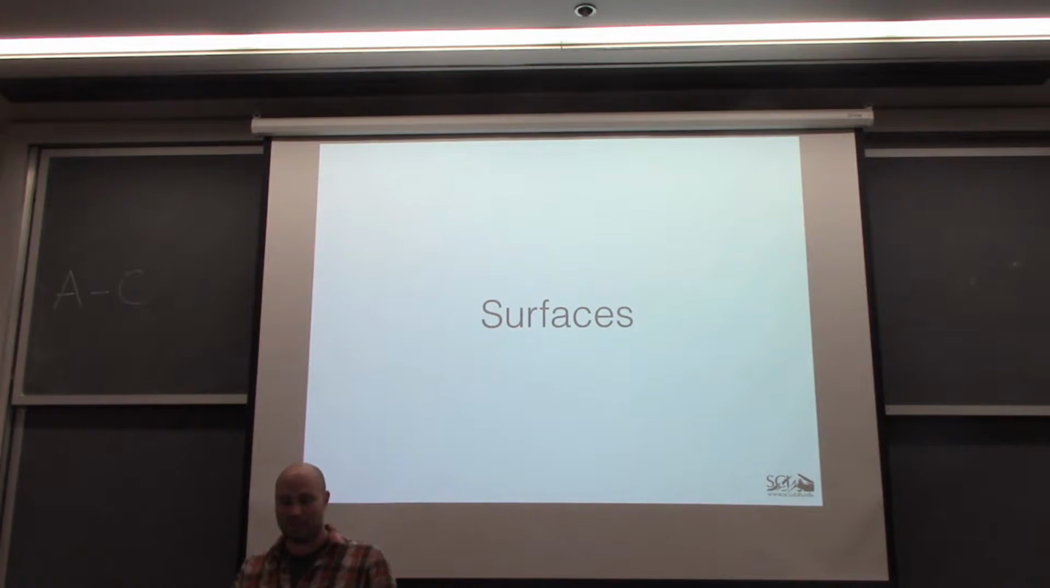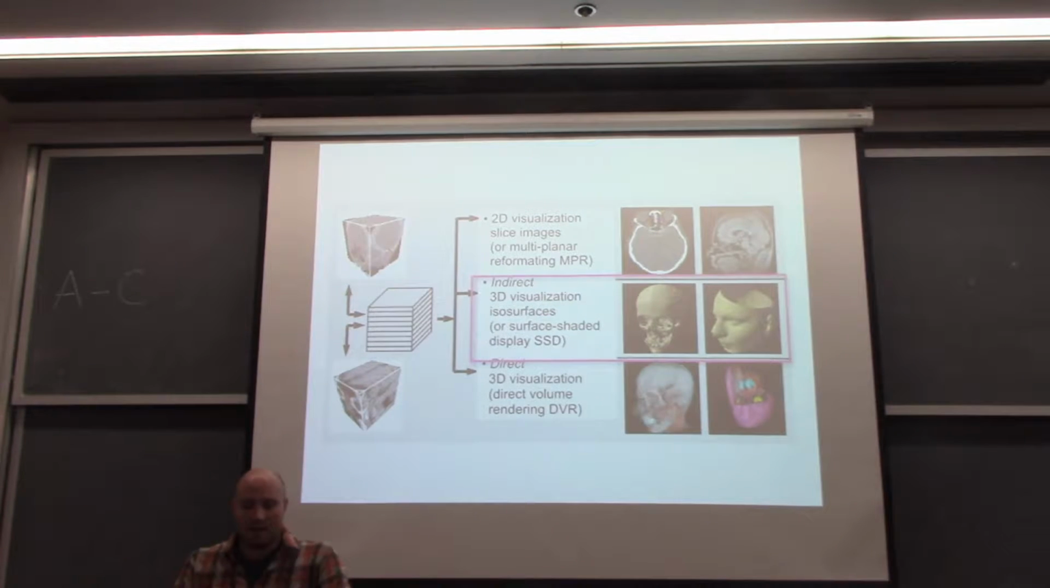So onto surfaces. As mentioned, when we're talking about isosurfaces, this is the seminal example of indirect visualization, where you're generating geometry as part of some step in the pipeline, and then using rasterization, but really any sort of rendering algorithm, to render triangle geometry.